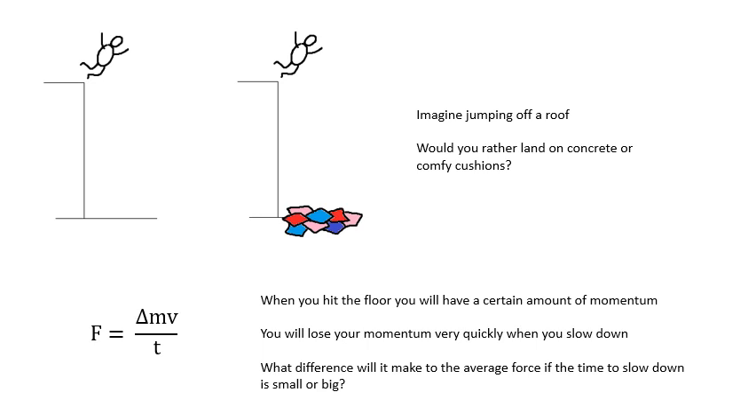If we can make little t in that equation bigger, then F will be smaller. And this is why if you land on the comfy cushions, it takes longer to slow down. The same change in momentum, longer to slow down, so the force slowing you down is smaller and you're less likely to break every bone in your body.